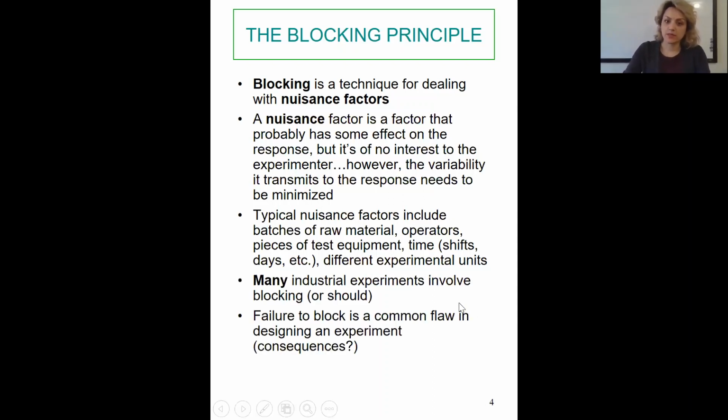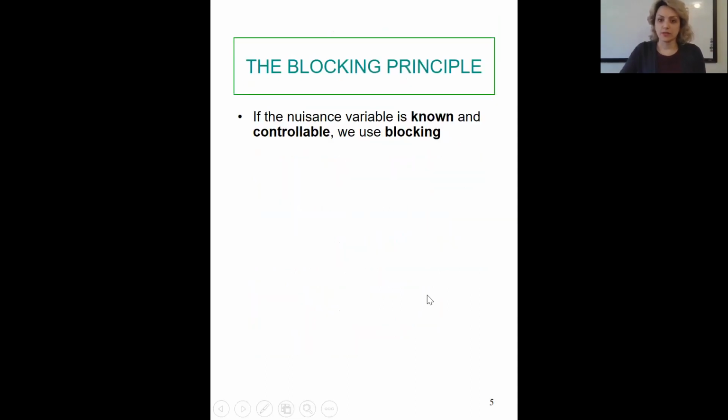Many industrial experiments involve blocking. Sometimes when we want to deal with these nuisance factors, we need to add blocking to our experiment as the person who designed it. Failure to block is a common flaw in the design of experiments. You can think about what the consequences would be: there is a factor that you don't block and you don't consider. Just think about the amount of error that it can cause in your experiments and your results.